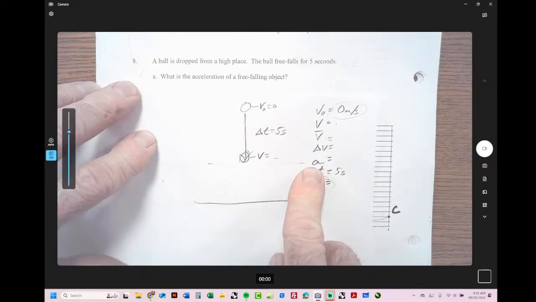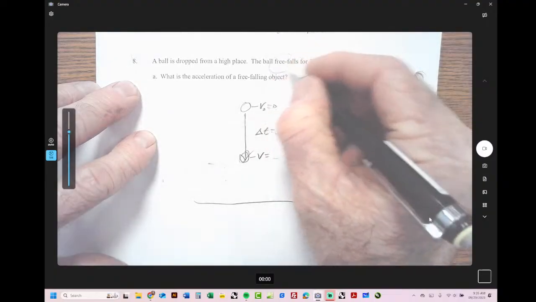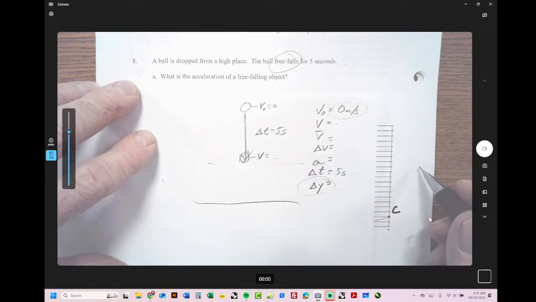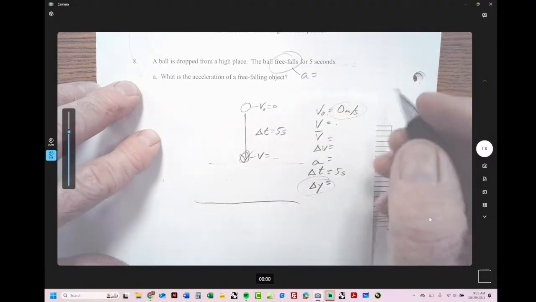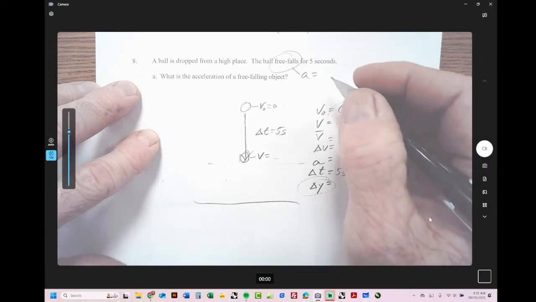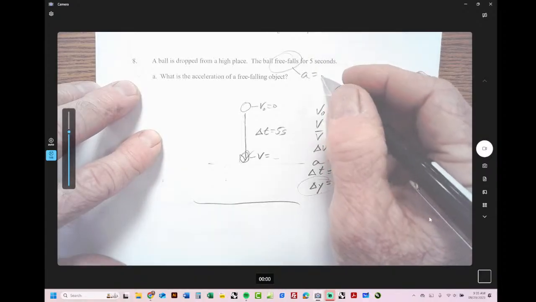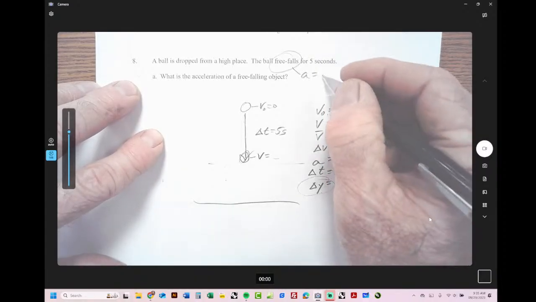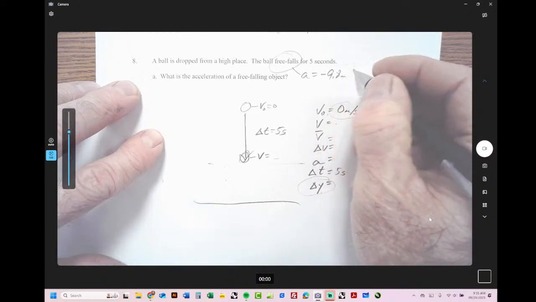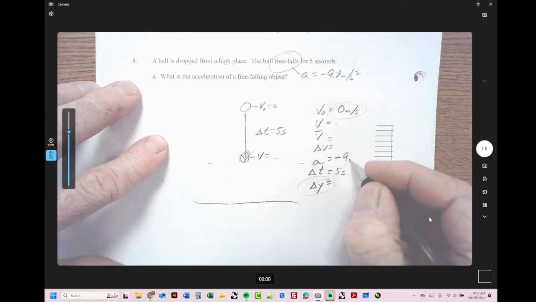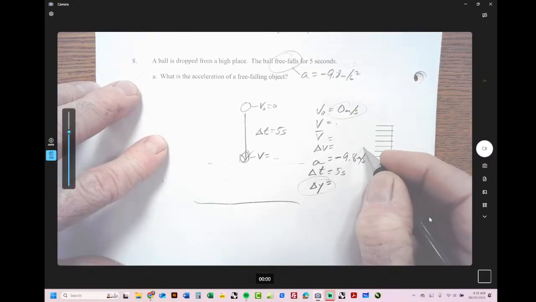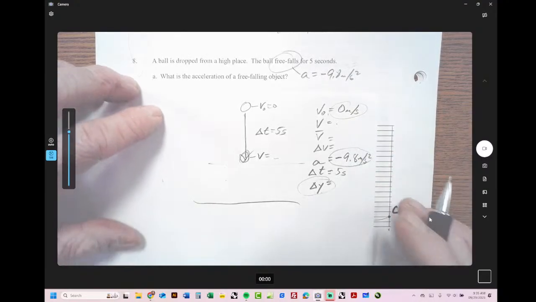Acceleration. We are told the acceleration. And here's where you're told the acceleration. It free falls. So that tells us the acceleration is what? 9.8, close. Negative 9.8. So the acceleration is negative 9.8 meters per second squared. So those are the two hidden things that you're actually told. And that's enough to find everything else.